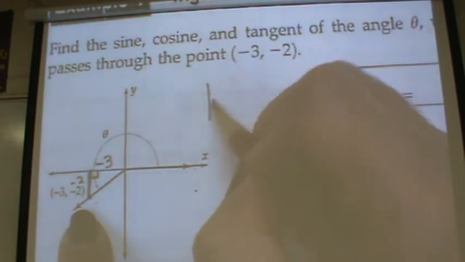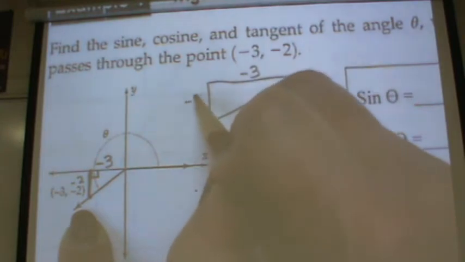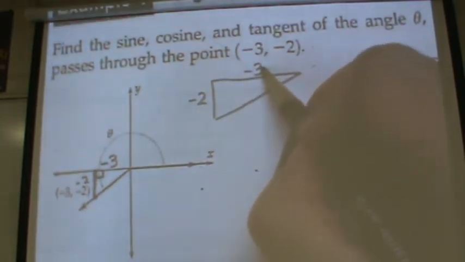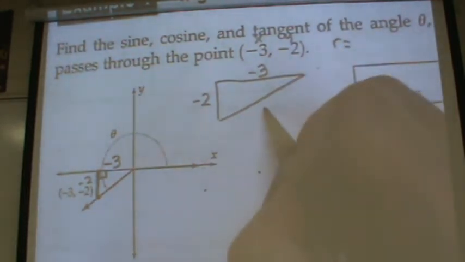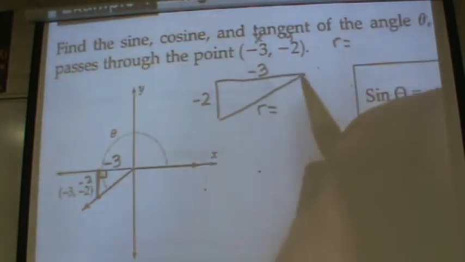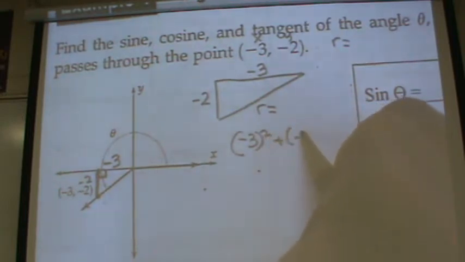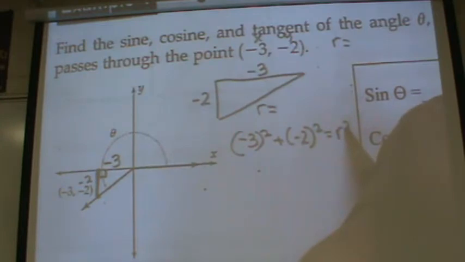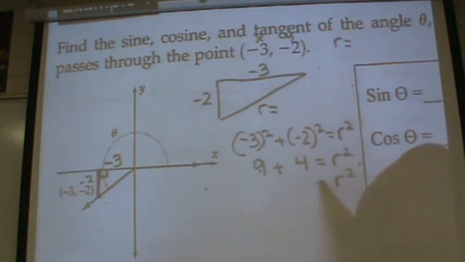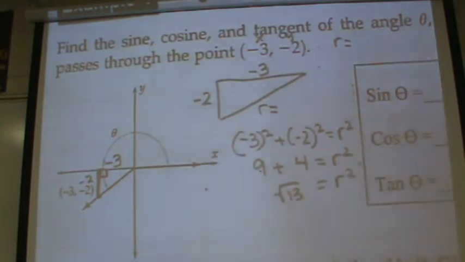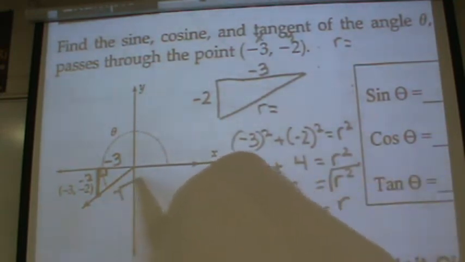So you have this, I'm going to draw this triangle right here. -3, and this is -2. So that's your x value, and that's your y value. How are you going to find r? Anyone? Yep, -3 squared plus -2 squared equals r squared. So help me out. 9 and 4 is 13. And what's r? Square root of 13. So r is the square root of 13.